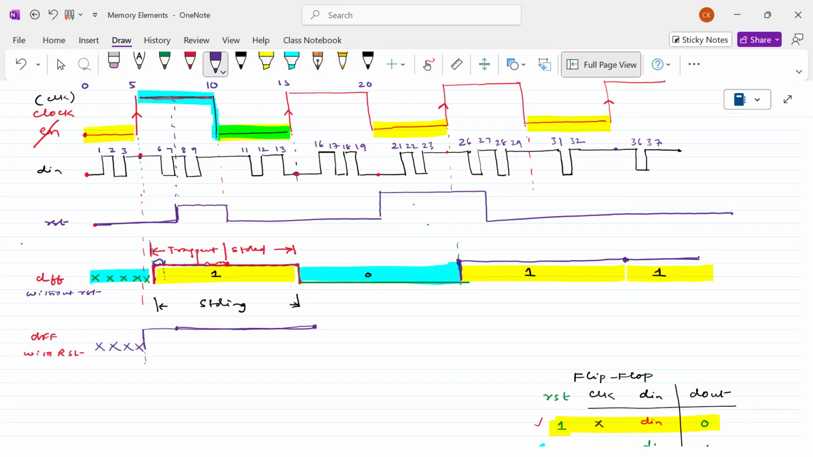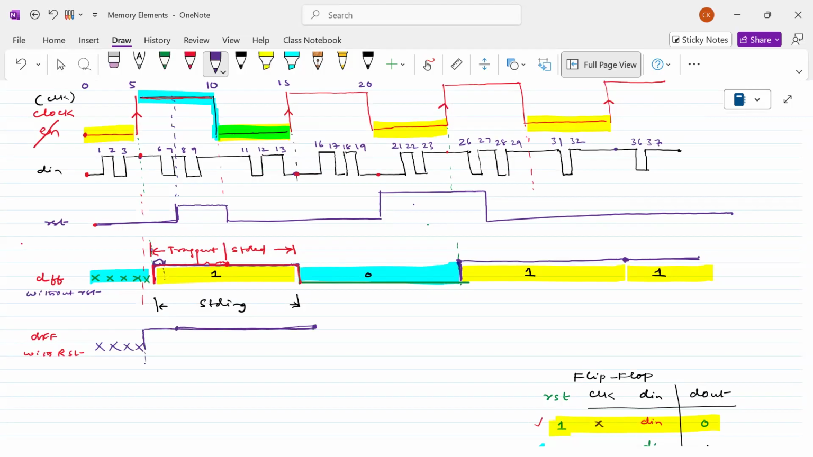In the previous case, it's not like that. Irrespective of the clock signal, wherever you see the RST, the output is 0. But here, RST does not have any impact. It's completely depending upon the clock signal. Okay, that's the reason. Now look at this one.